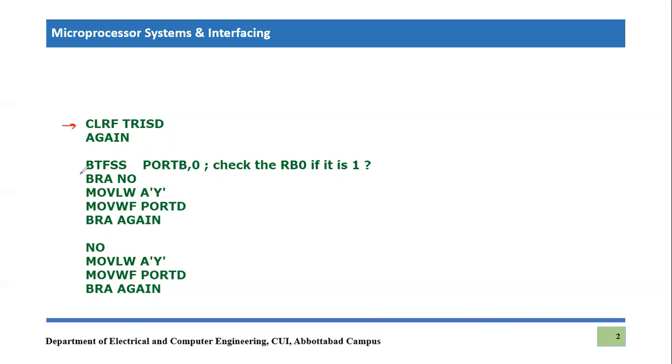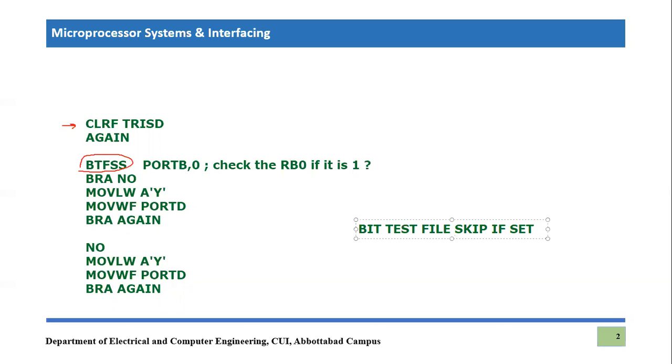What is this instruction? This is a very important instruction and we are doing it for the very first time. So just listen to this very carefully. What is it? It stands for bit test file. We have to test a file register, but not the complete file register. We have to test a single bit and skip if that bit is set. This double S, let me write it for you, indicates bit test file skip if set.